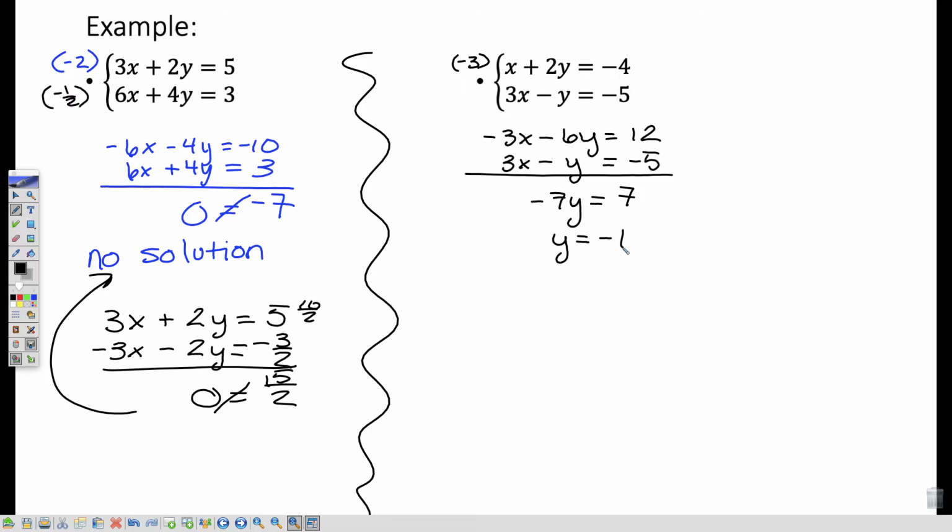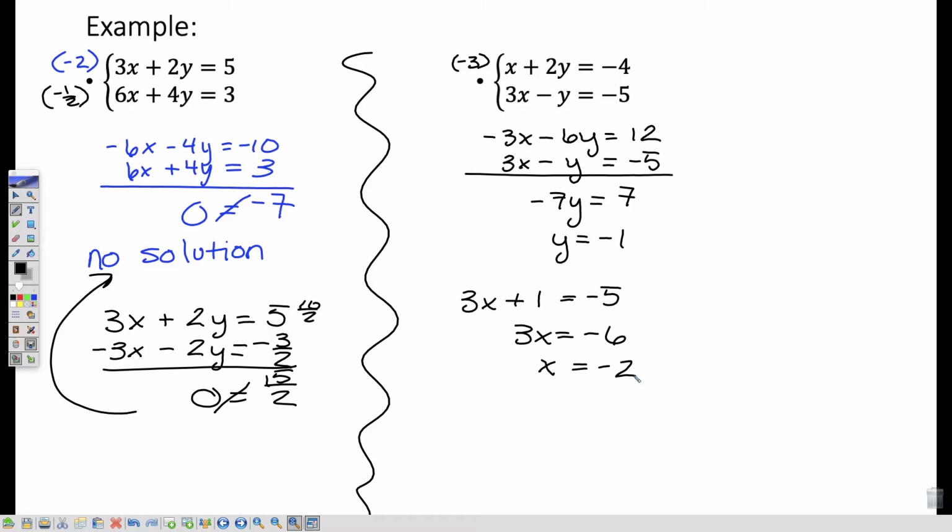So negative 1 for Y, and now plug it in for X in either equation. Let's do the bottom one, because it would be plus 1. 3x minus 1 plus 1, or minus a negative. So it would be 3x equals negative 6, and x equals negative 2. Now, if you need to stop and process that for a minute, that's fine.